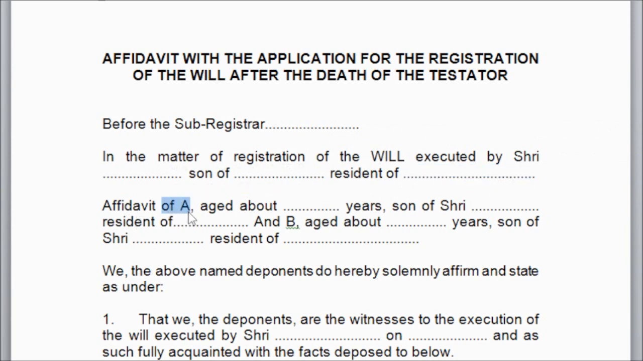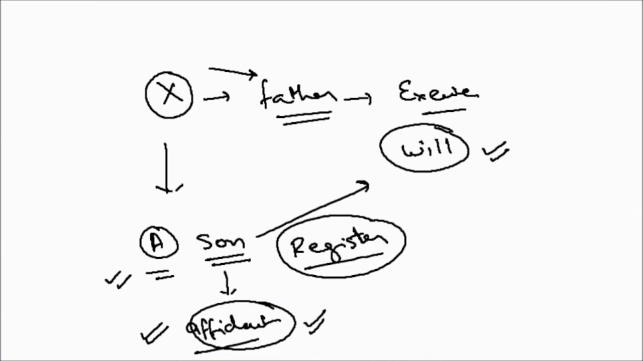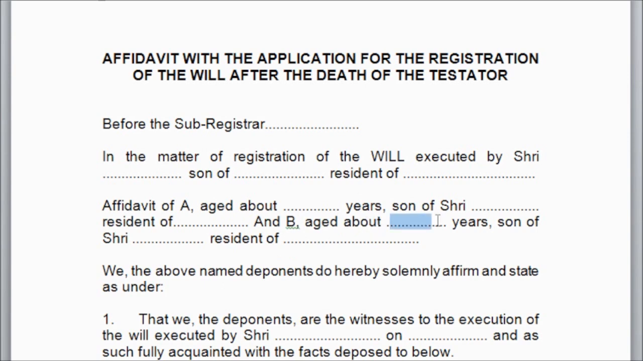A was the son, and let's say B is also a son. Here, for the affidavit of A, you have to mention the age of that son, son of, and here you have to mention the father's name, residence of, and here the registered address. In the example we have taken, A and B are two sons and both want this will to be registered, so you have to mention B as well, the age of son B, the father's name and the residence of that person. These two lines are just introductory lines.